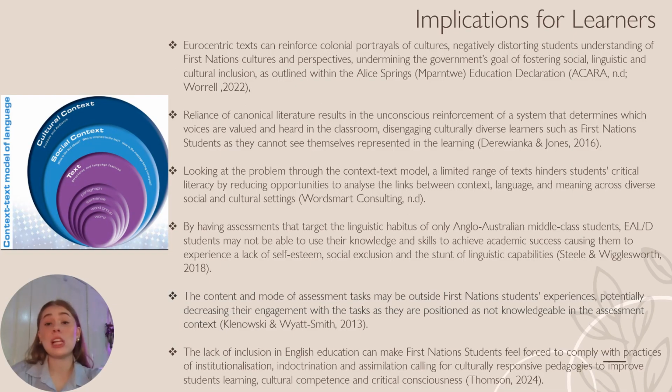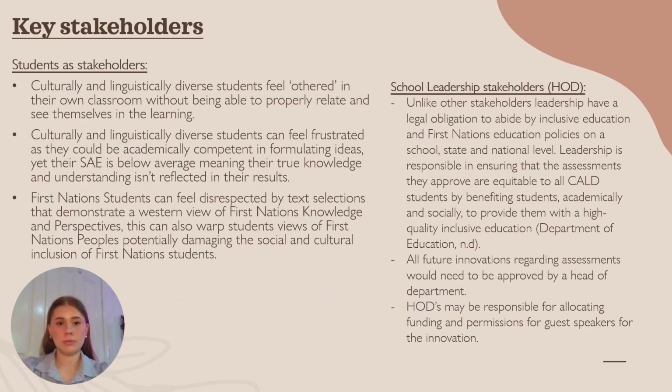Eurocentric texts reinforce colonial portrayals of culture, distorting students' understanding of First Nations perspectives and undermining inclusion goals set in the Alice Springs Education Declaration. Relying on canonical literature unconsciously reinforces whose voices are valued, disengaging diverse learners who don't see themselves represented. A reliance on canonical text limits students' critical literacy by reducing opportunities to analyse the links between context, language, and meaning across diverse cultural and social contexts. Assessments favour Anglo-Australian linguistic norms, disadvantaging EALD and First Nations students, impacting their self-esteem and engagement as they are positioned to be not knowledgeable.